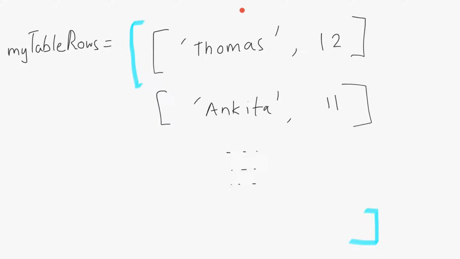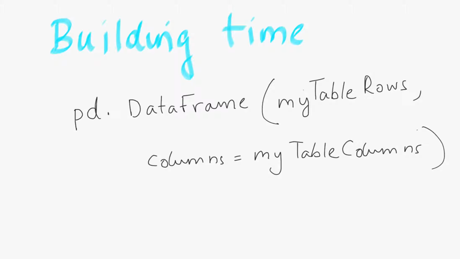So you've got columns, you've got rows, and then you get everything together and you start building it. So how do you build it?